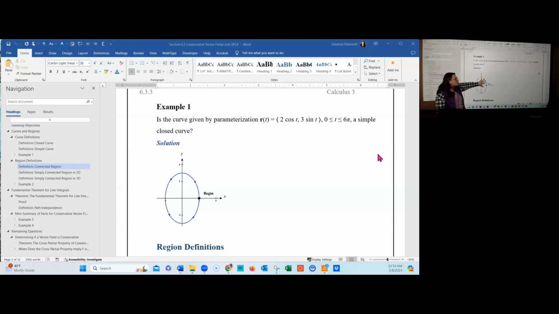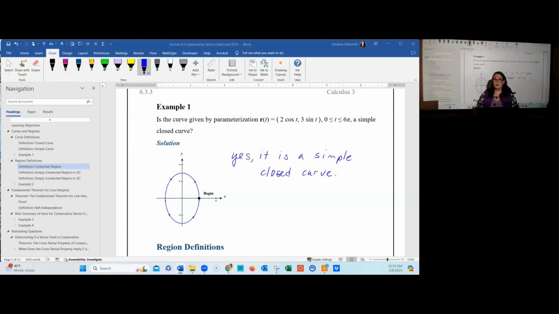However, when we think about, is the path itself simple? The answer is yes. There's no intersection where you have different t values giving you the same one. Is it closed? Yes, it is, because you both start and end at the point 2, 0. Let's now move on to define some regions.